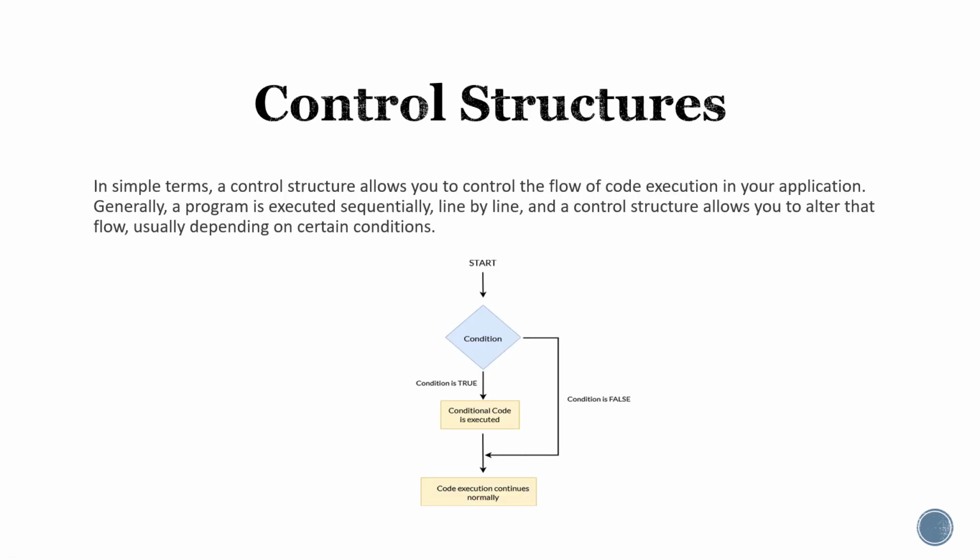A control structure in PHP, in simple terms, allows you to control the flow of code execution in your application. Generally, a program is executed sequentially, meaning line by line, and a control structure allows you to alter that flow depending on certain conditions. So in our diagram, we see here that at the beginning, we have a condition, and if the condition is true, then some conditional code is executed. If the condition is false, then the code execution continues as normal.